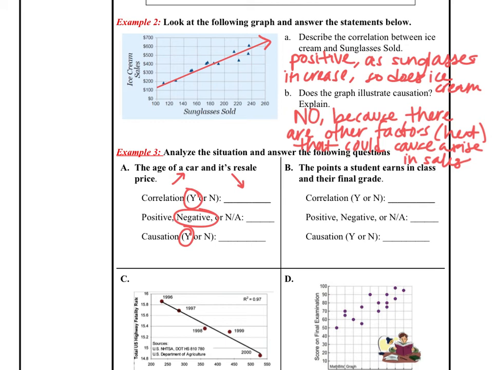The points a student earns in a class and their final grade. Well, typically, as the points go up, so does the final grade. Is this correlation? Yes. They're both going up, so it's positive. Are the points causing the grade to rise? Well, duh, yes. If you get more points in a class, then you're going to get a higher grade. That is causing one another.